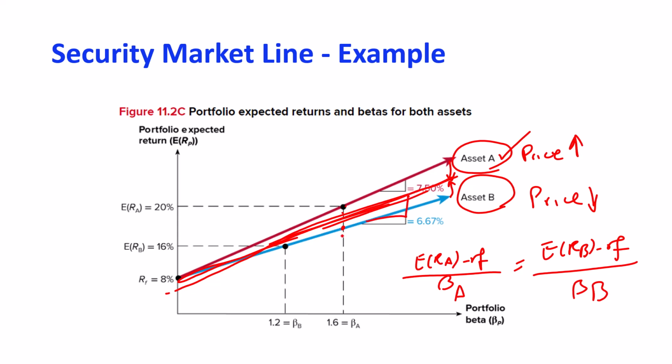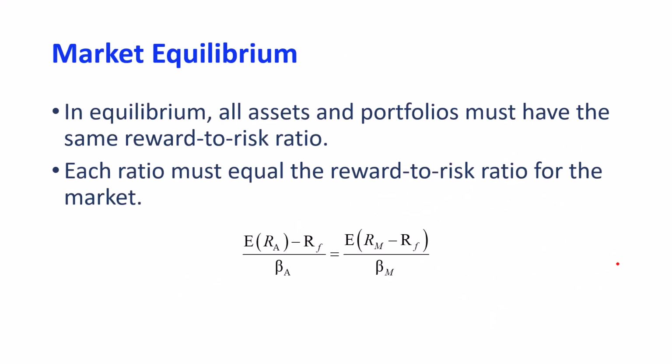So the basic argument can be extended to many different assets, can be thousands of different stocks, and the argument is that all of them should have the same reward to risk ratio. So the reward to risk ratio must be the same for all assets in the market. The result is not surprising. What it says is that, for example, if one asset has twice as much systematic risk as another asset, its risk premium must be twice as large.